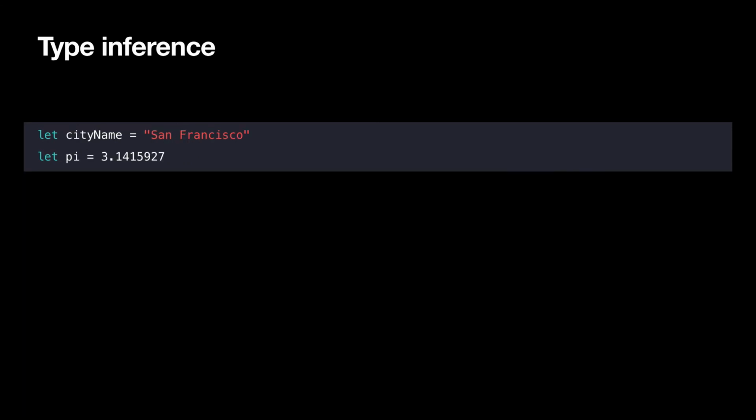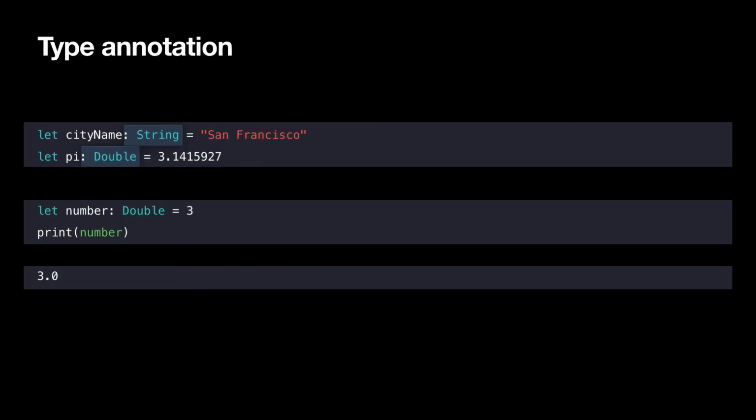Swift can often infer the type. Here, Swift infers that city name is a string and pi is a double. It is okay to put the type if you want to, or sometimes when you need to. This is called type annotation. Next, we'll see some cases where specifying the type is required.